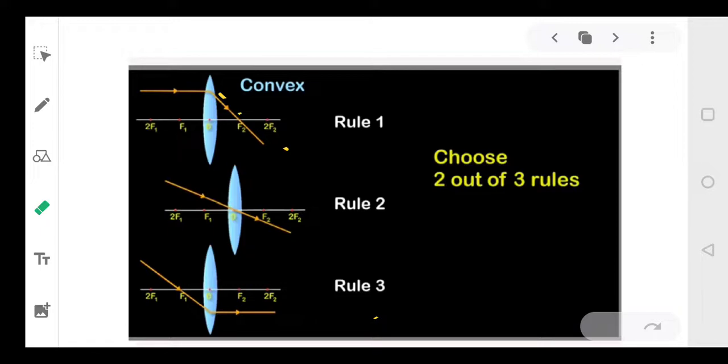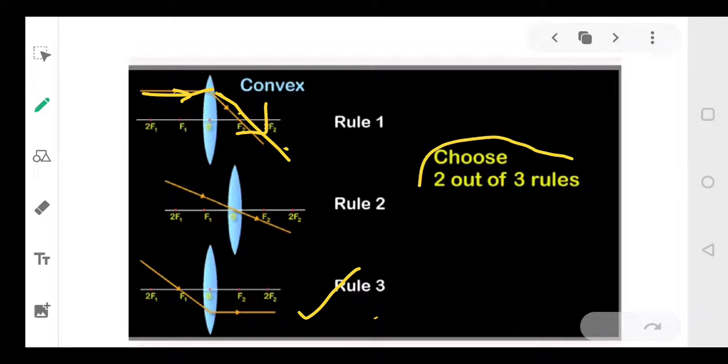In the last class, we discussed 3 rules. The first rule says that if a ray is coming parallel to the principal axis, it will go through the focus, that is F2. This is rule number 1. Second, if the ray is coming through the optical center, it will go straight without any deviation. And third, if the ray is coming through F1, after refraction, it will become parallel to the principal axis.